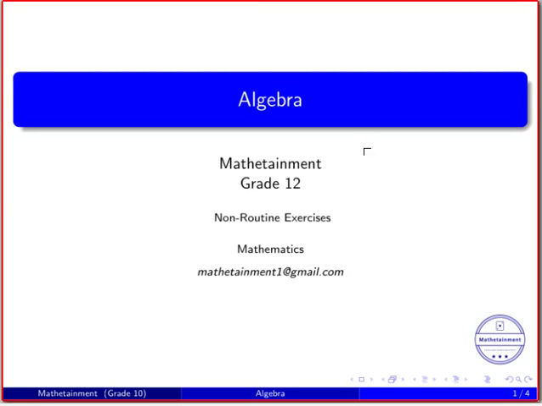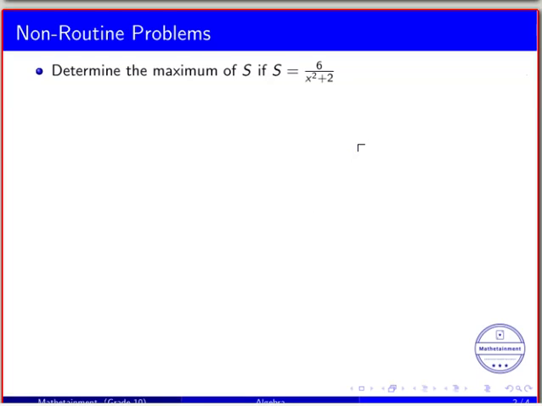We are still dealing with our so called non routine exercises under Algebra Grade 12. The problem we are faced with is as follows: we are required to determine the maximum of s if s is equal to 6 all over x squared plus 2. You can see there that s is given in the form of a fraction where the numerator is fixed because it's 6, it's not changing, and the denominator is in the form of a function.